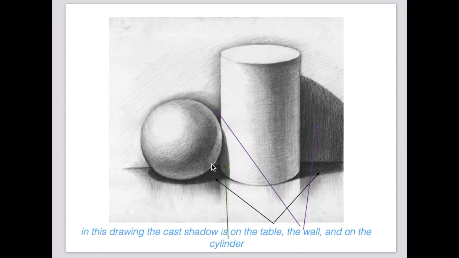In this drawing, the cast shadow is not fully on the surface, right? Because these objects are touching. So the cast shadow is on the table. And then for the cylinder, it's also on the wall. In the sphere, it's on the wall, right? Because it's butted up against the wall. And it's also on the cylinder, right? So the cast shadow of this sphere is falling onto the cylinder and onto the table.